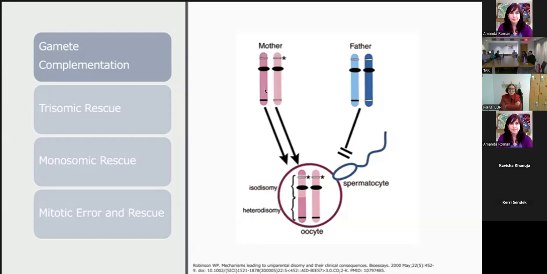So what you can see in particular is an example of heterodisomy, because you have both pairs from the mother. But if you look at the top, it's isodisomy because there is also recombination. So those genes are completely identical along the entire length of that gene. Does that make sense? Okay.